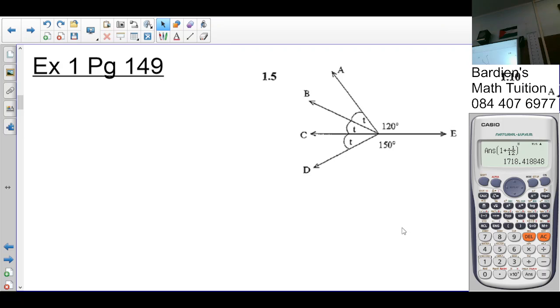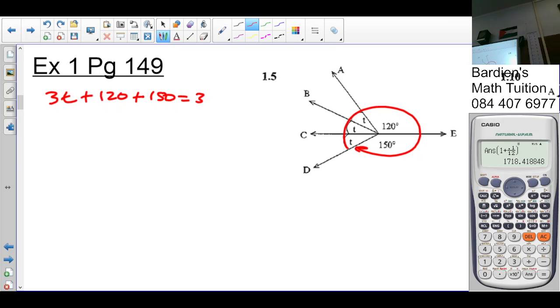Right, next. What can we do here? 2t plus 120 is 180, a straight line, or 3t plus 120 plus 150 is 360. Not so? So it's 3t plus 120 plus 150 equals 360. I think that is what they actually intended. But some of you saw the straight line already, so it was also fine. But I think that is what they tried to do, because there are not many revolution questions.